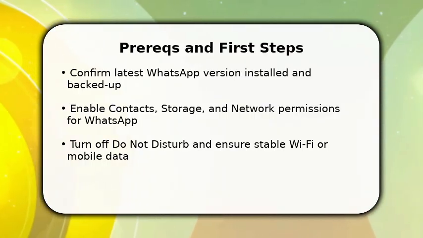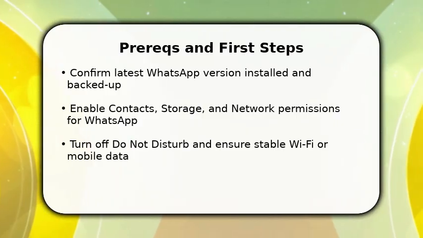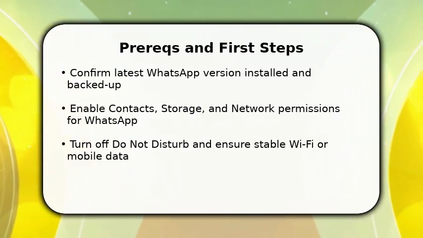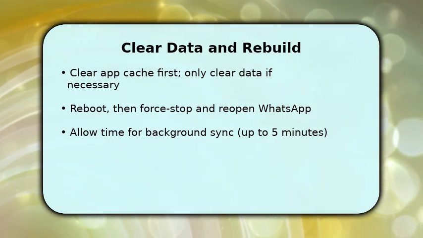Next, check privacy settings. If you previously hid your last seen or blocked contacts, undo those for testing. This establishes the correct environment. Now you rebuild WhatsApp state so view counts return.